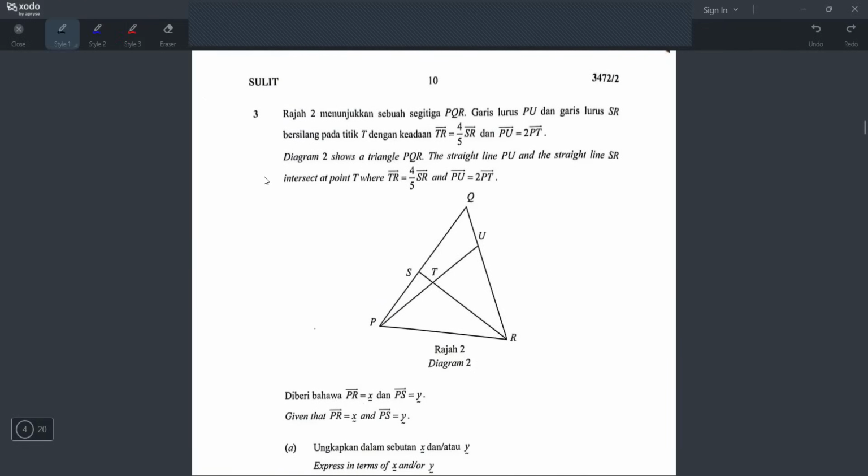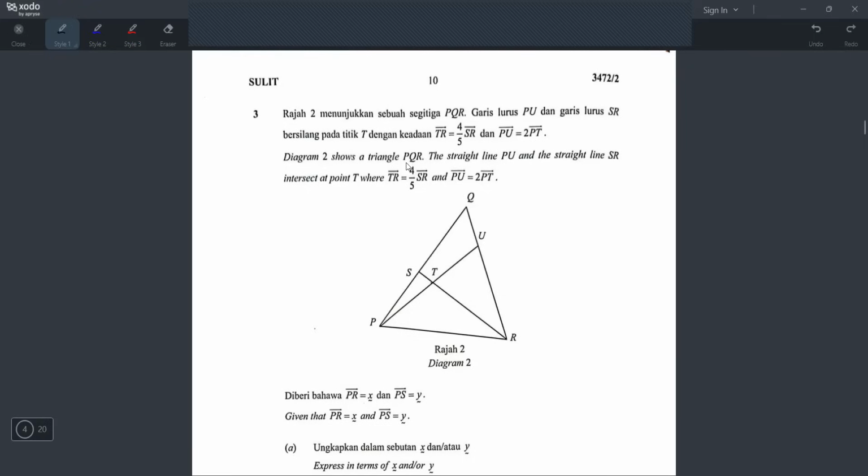Okay, let's continue with number 3. Diagram 2 shows triangle PQR. Okay, let's check the PQR triangle. The straight lines PU and SR intersect at point T. Okay, vector TR is 4 over 5 SR.